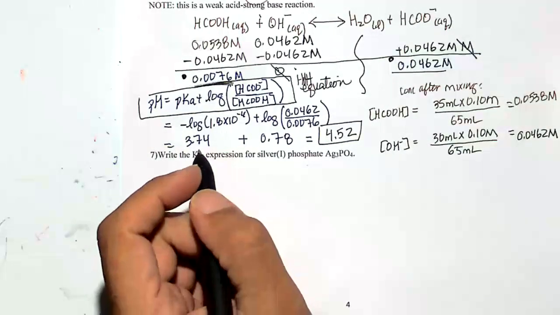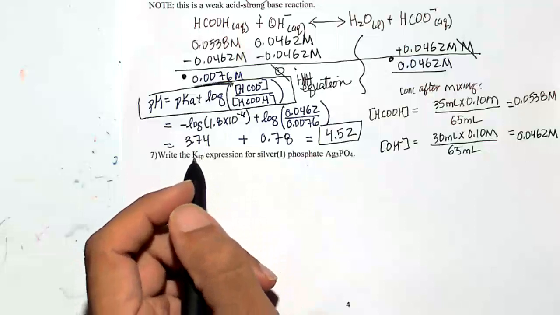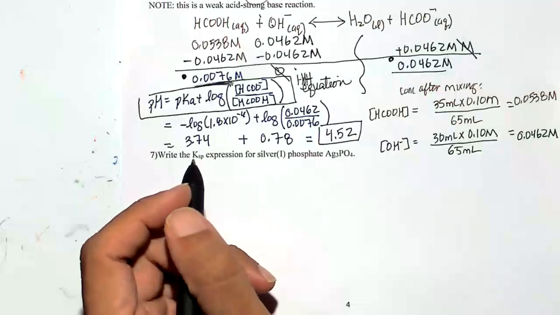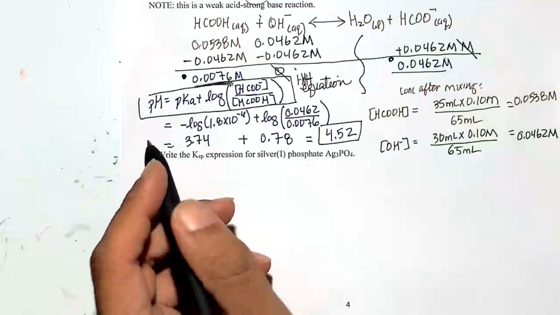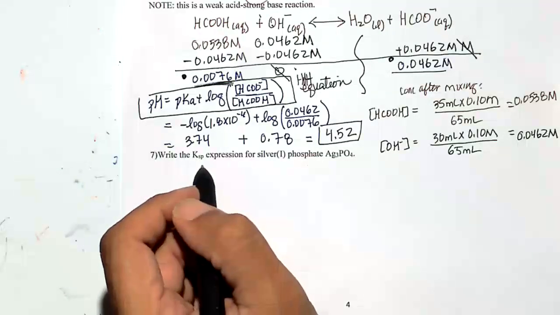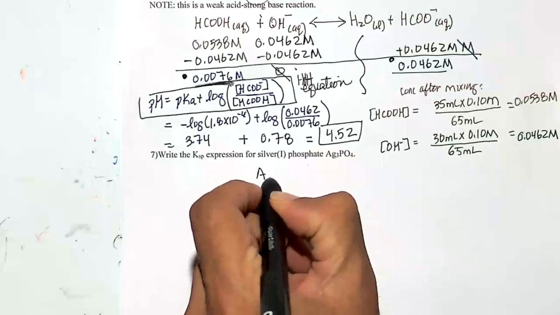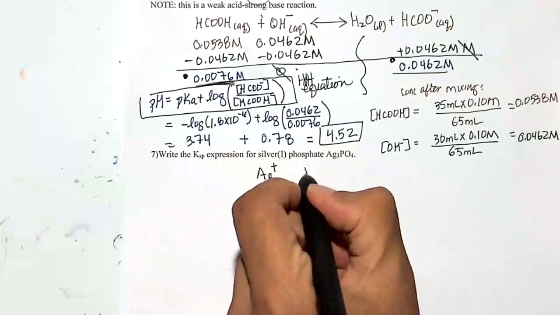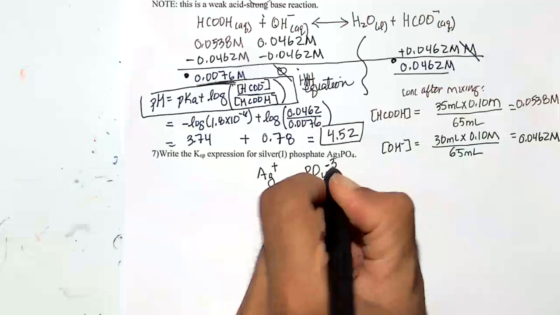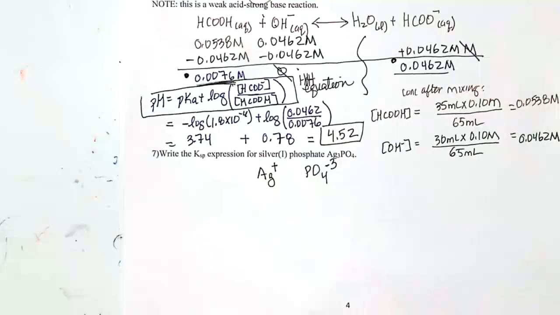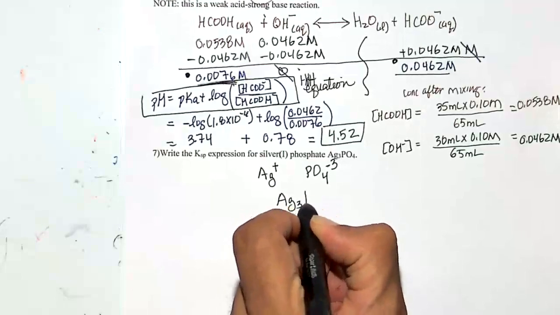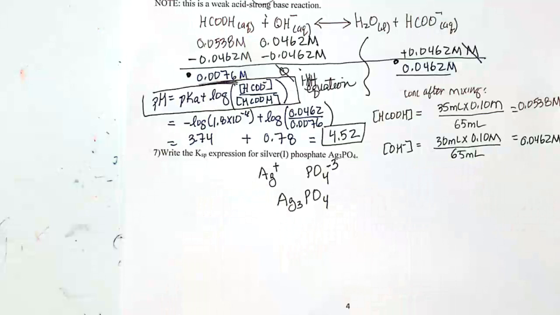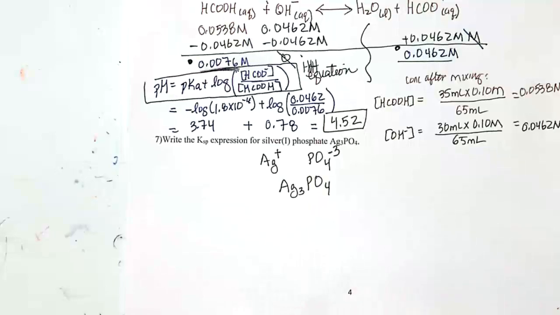All right, write the Ksp expression for silver(I) phosphate. Okay, so silver has a +1 charge. Phosphate, if you remember from Chem 1, has a -3 charge. So we do the switcheroo for ionic compounds, and we get the final formula of Ag3PO4. Okay, so it's asking for Ksp.